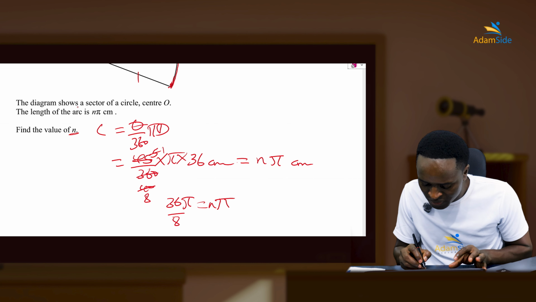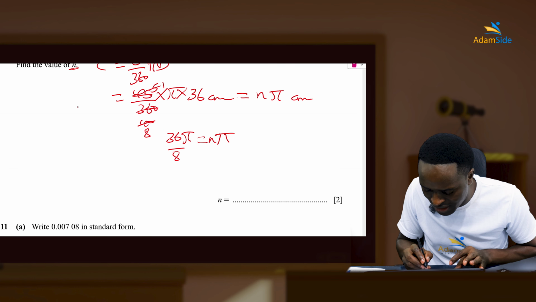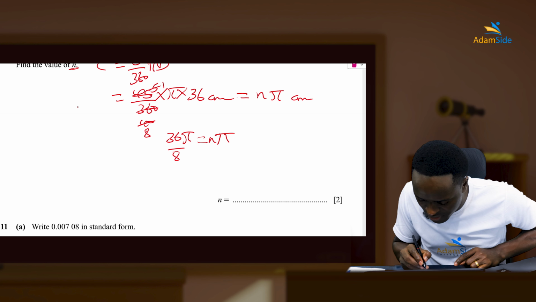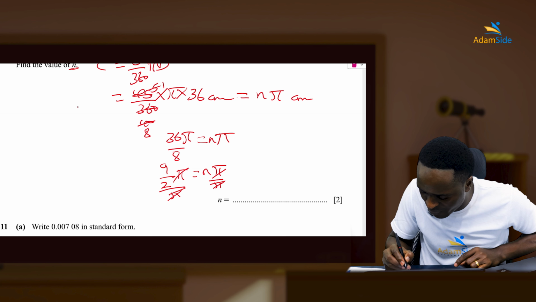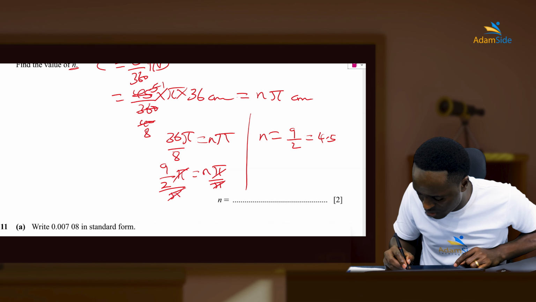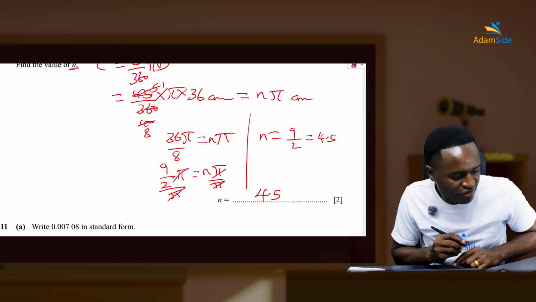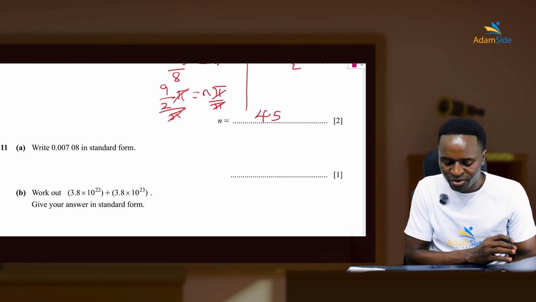Then we can simplify. Scroll down. We say into 36, how many times? It's 9. 4 into that is 2, so 9 pi over 2 equals n pi. Then divide by pi. Therefore n is equal to 9 over 2, which is equal to 4.5. So n is 4.5.